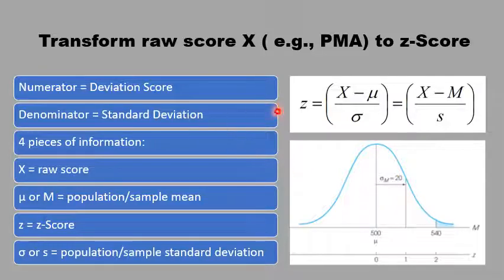Remember, there are 4 pieces of information in the equation: the raw score, the average score, the distribution, and how the scores are distributed, the standard deviation. From these three figures, you can obtain the fourth, the z-score, and vice versa. We'll see how you could actually obtain x if you know the z-score, and vice versa.